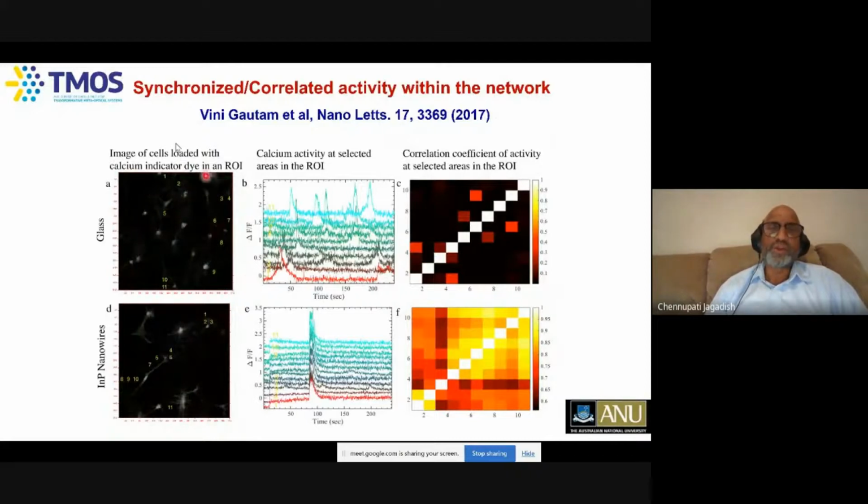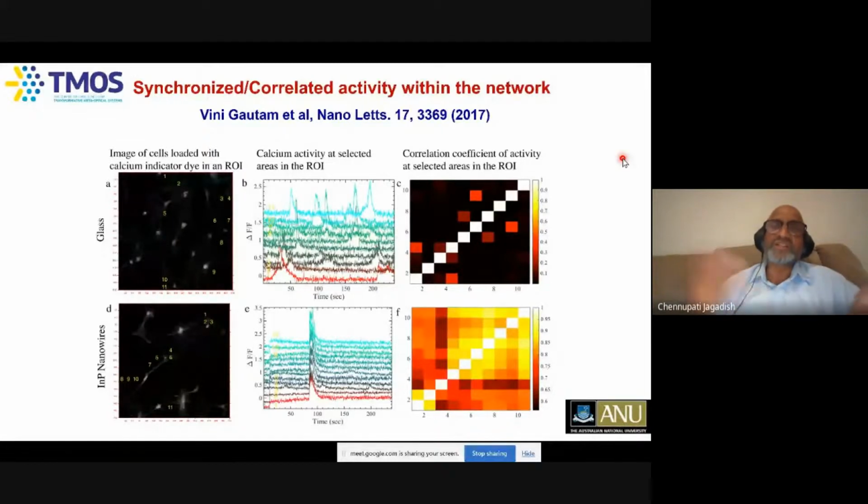So here's a case where the neurons are grown on glass substrates, and you can see the change in fluorescence as a function of time. You can say that these neurons are firing randomly. There's no correlation in terms of the time scale, for example, here. Whereas for the neurons grown on these nanowires, you can see the change in fluorescence intensity as a function of time, they're all firing at the same time, and you see excellent correlation. In this case, you see very little correlation, and here you see excellent correlation, showing there is some sort of synchronized and correlated activity taking place in this neuronal network, which has been grown on our indium phosphide nanowires.